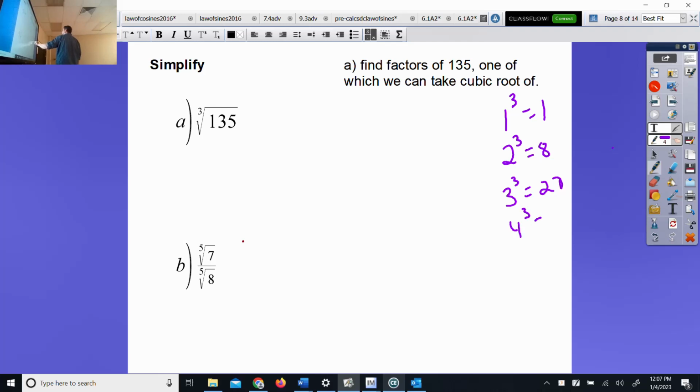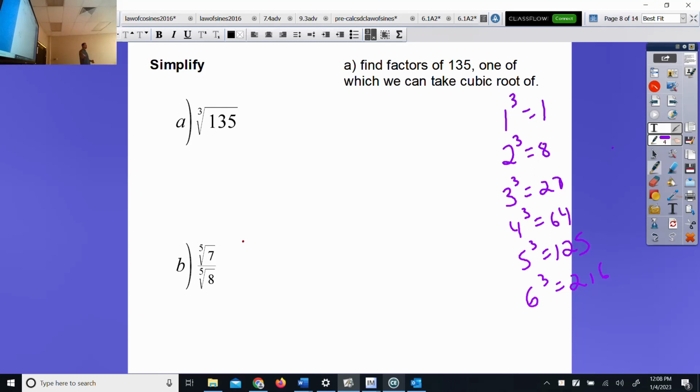I know that 4 cubed is 64. I know that 5 cubed is 125. Even though I don't need it, I know that 6 cubed is 216. When I've been asking you to simplify square roots, the goal has been to find factors, one of which you can take a square root of, right? Now the goal is to find factors, one of which you can take the cubic root of.